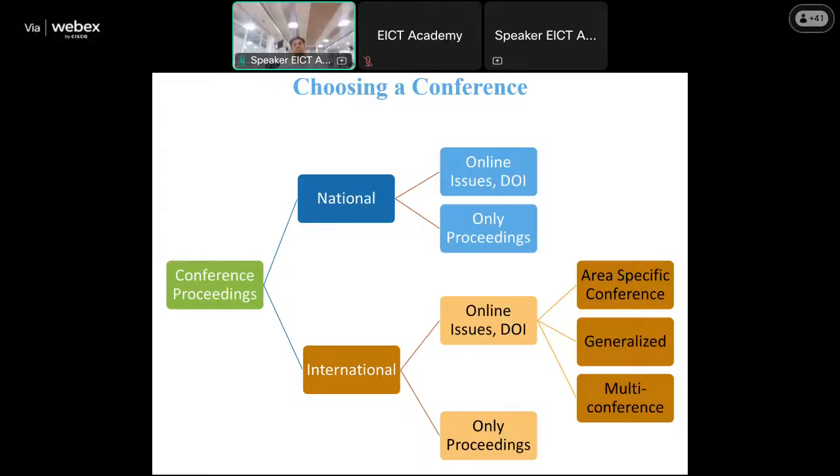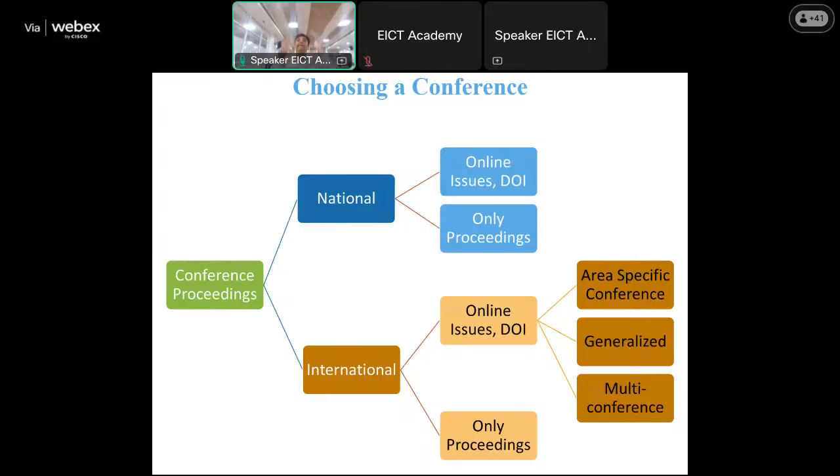Then multi-conference. Multi-conference means a conference has more than one field overlapping. And third is area specific. Area specific is particularly targeting one particular area, like ISCAS, the International Symposium on Circuits and Systems. That is one particular conference where only circuits and systems papers are accepted, which is one of the very good conferences in VLSI.